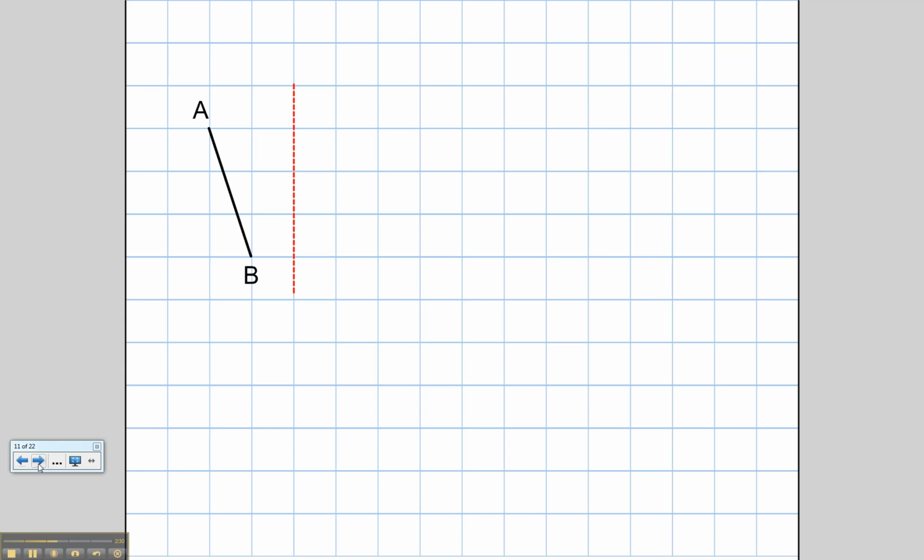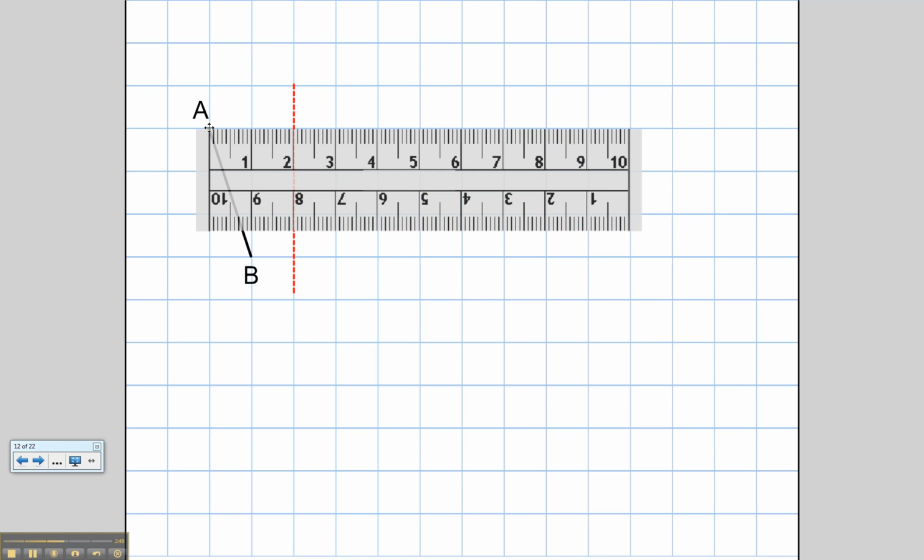Question 3 asks you to use a ruler to reflect the black line across the red line of reflection. So we have a line here and we want to reflect it here, but we don't want to just use a mirror or just use our head. We want to use a ruler to make it happen. So I'm going to take my ruler and measure that distance from A to the red line. I'll see that that's 2 centimeters. I will take 2 centimeters of distance on the other side of the mirror and make a dot there. That will become A prime.